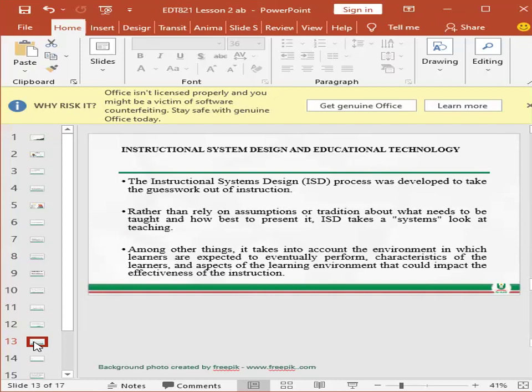Instructional system design, among other things, takes into account the environment in which learners are expected to eventually perform. It must be conducive. Characteristics of the learners: the age of the learners, the interests of the learners, the abilities of the learners, and any aspect of the learning environment that could impact the effectiveness of the instruction.